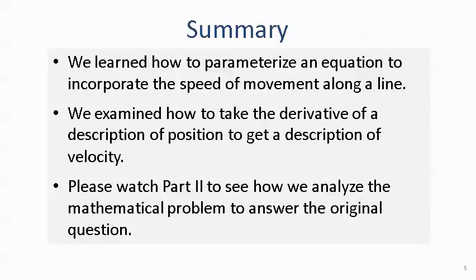So in summary, in this presentation we learned how to parameterize an equation of a line to incorporate the speed of movement along a line. So we're able to parameterize distance, a variable that describes the change in distance in terms of time. So that tells us how our position changes with time. And if we have that description, we can take the derivative of it to get a description of velocity, which tells us the rate of change of position with respect to time.